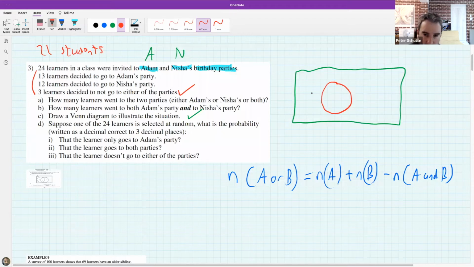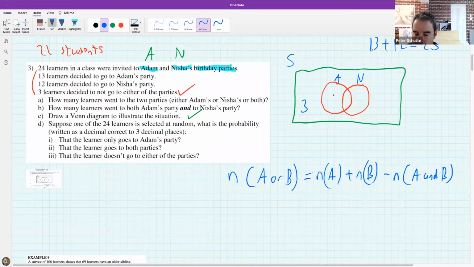So what we know is that if we imagine there are some students who went to both, there are 3 students out here who didn't go to either of the parties. And now there's Adam and there's Nisha. Now there should be only 21 students in total inside the circles. However, if I add up 13 and 12, I get to 25. So 13 plus 12 is 25.